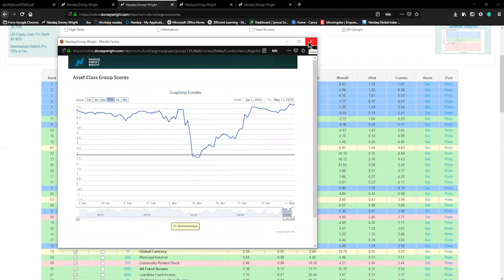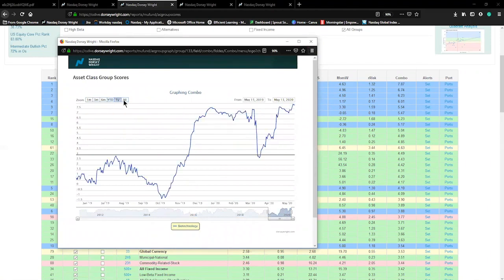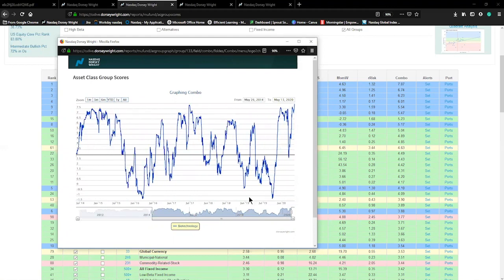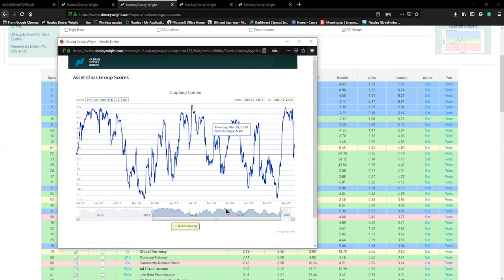Those graphs are going to be adjustable to look at whatever kind of time frame you want, as far back as we have history for the score. You can see there's a nice little sliding bar at the bottom as well to really dig at different time frames if you didn't want to necessarily use the date plugins up at the top of the page.